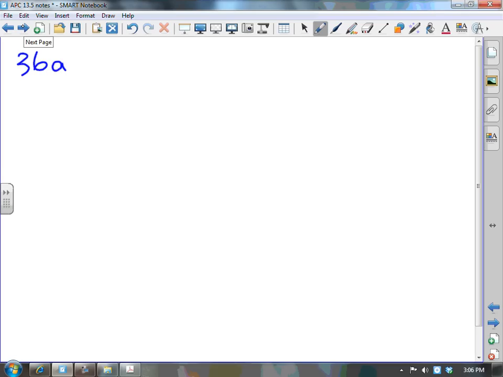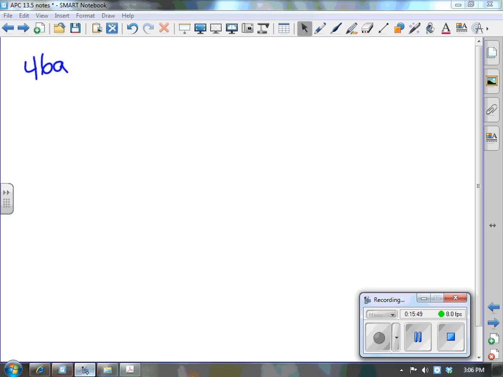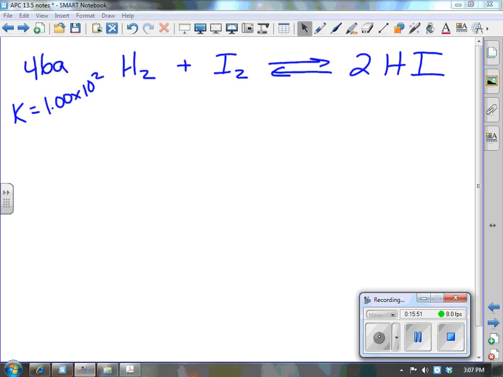Last one here, it's actually number 46, so we'll do 46 and talk about it. Okay, number 46. Here's a reaction: hydrogen and iodine making HI. Read the question. At a particular temperature, K equals 1.00 times 10 to the second. In the experiment, 1 mole of hydrogen gas, 1 mole of iodine, and 1 mole of HI are introduced into a 1 liter container. Calculate the concentrations of everything at equilibrium.